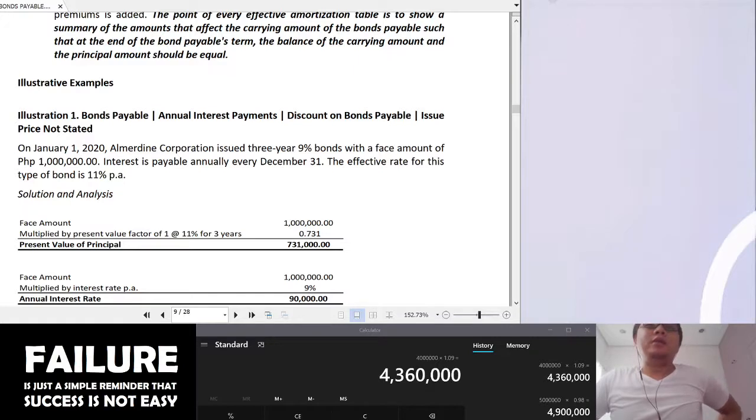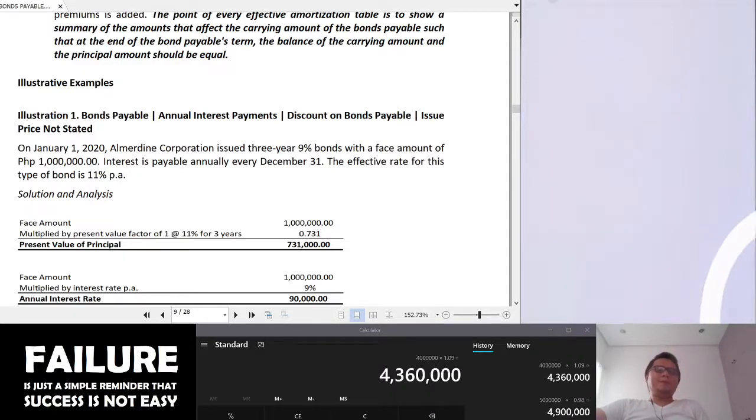A bonds payable with annual interest payment, so discount. The issue price is not stated now. In this particular illustration, this is where we apply it, because the issue price is not stated. We should compute for the present value using present value factors, as discussed from our earlier discussion.